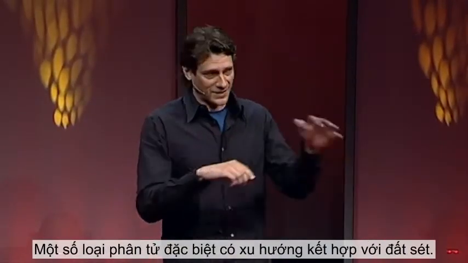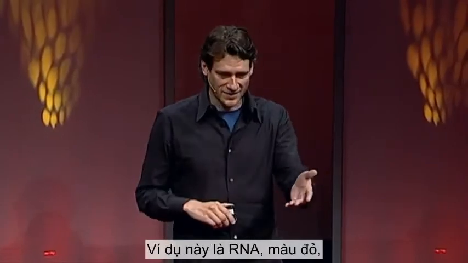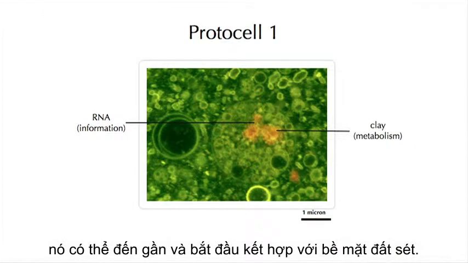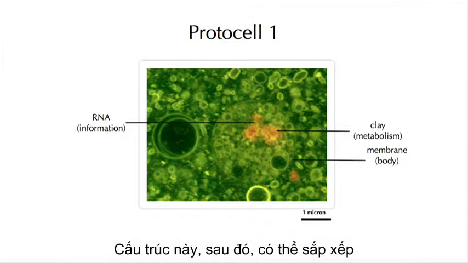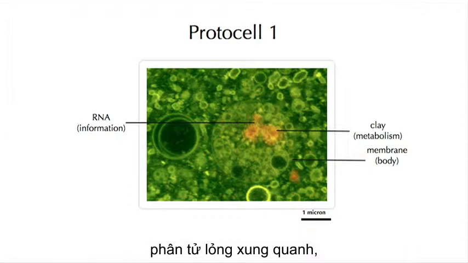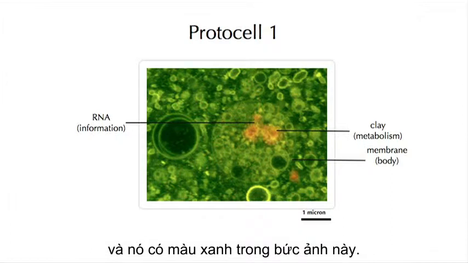Certain kinds of molecules like to associate with the clay. For example, in this case, RNA, shown in red. This is a relative of DNA. It's an informational molecule. It can come along and start to associate with the surface of this clay. This structure then can organize the formation of a membrane boundary around itself. So it can make a body of lipid molecules around itself, and that's shown in green here on this micrograph.